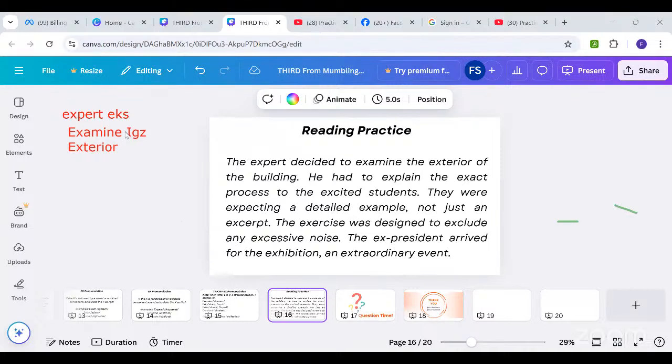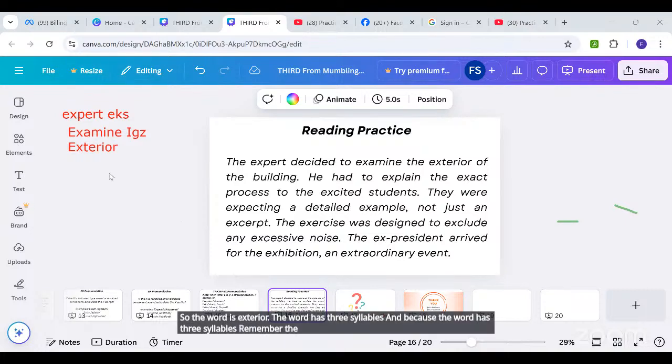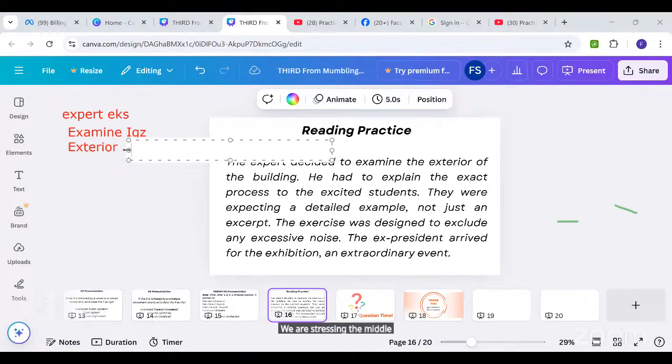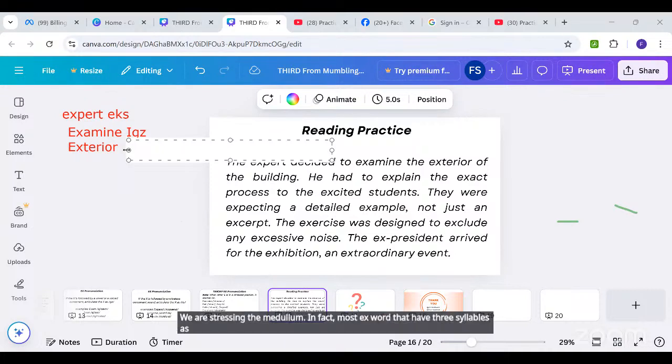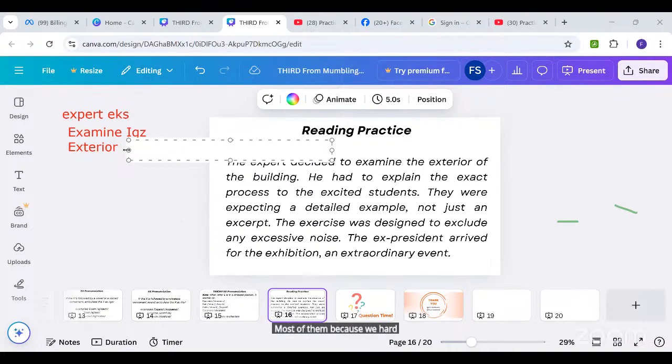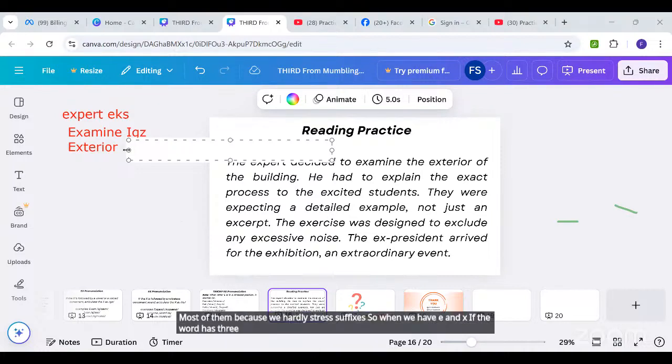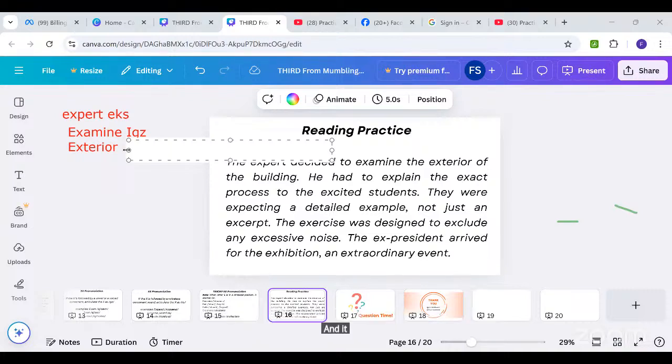So the word is exterior. The word has 3 syllables. And because the word has 3 syllables, remember the rule I told you? We are stressing the middle syllable. In fact, most EX words that have 3 syllables are stressed in this middle syllable. Most of them. Because we hardly stress suffixes. So when we have E and X, if the word has 3 syllables, most of them are stressed on their second syllable. It is really difficult to find the EX word that is stressed on the third syllable or the fourth.